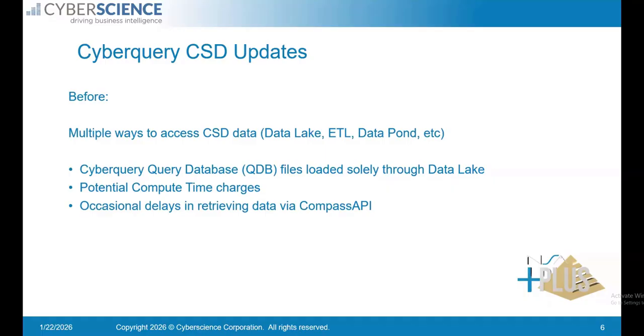As we got further along with customers, and some of the medium to larger size customers, we discovered that there could be potential compute time charges if you were using too much processing up against that data lake. And in addition, we were seeing occasional delays when trying to retrieve the data from the Compass API.